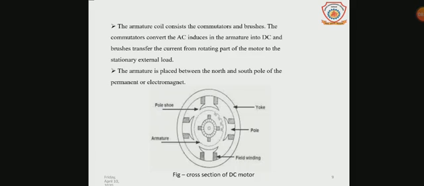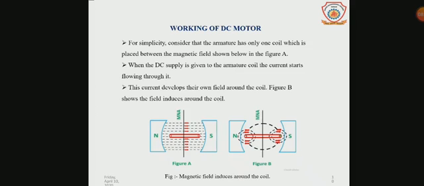The armature is the rotating part which converts electrical power to mechanical power in the form of torque and transfers it via the shaft. So, the armature is placed between the north and south pole of the permanent magnet. This is the working of the DC motor.